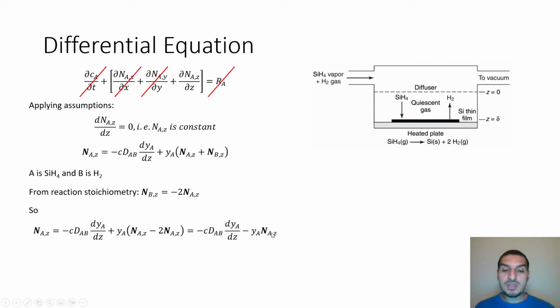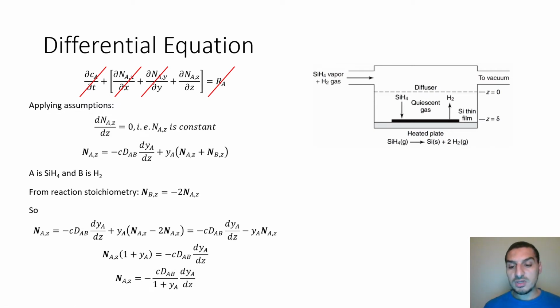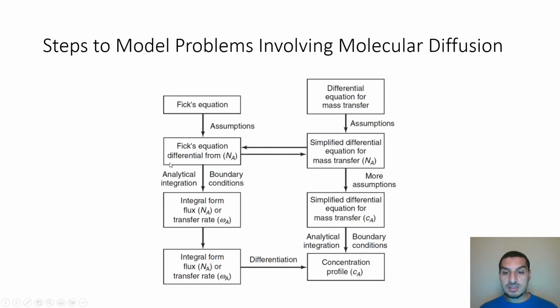We can rearrange the equation so that we have N_Az as a function of the rest of the parameters. So we get N_Az as a common factor, and then we divide by 1 plus y_A, and this is N_Az in the differential form. So let's go back. This is the flux equation in the differential form. This is what we did.